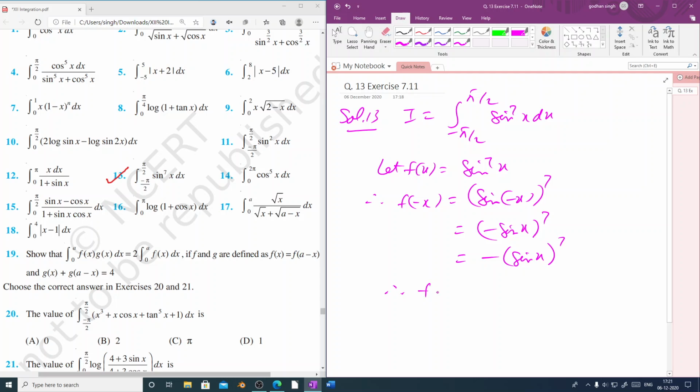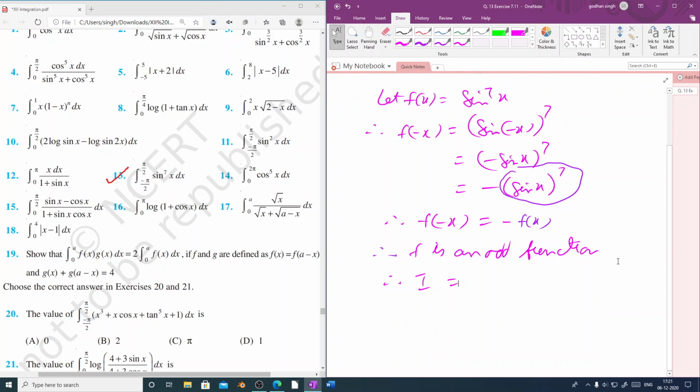Therefore we can say that f of minus x equals minus f(x). If we see it carefully, this is f(x), so therefore we can say that f is an odd function, and therefore I equals 0. Why is it 0?